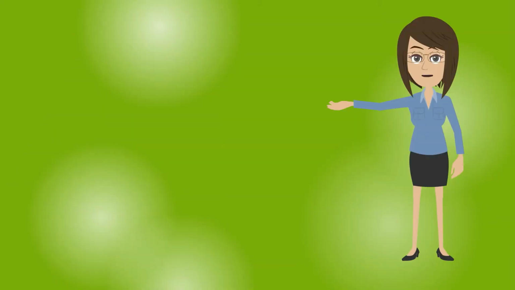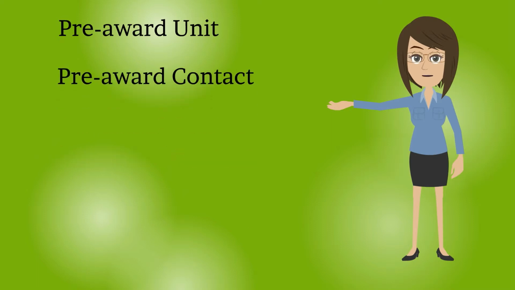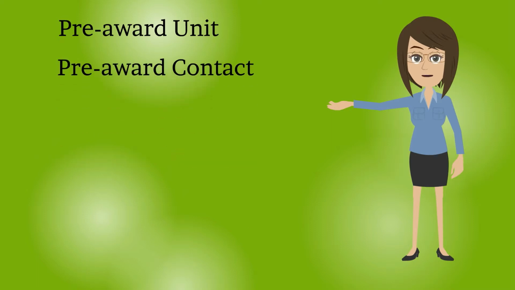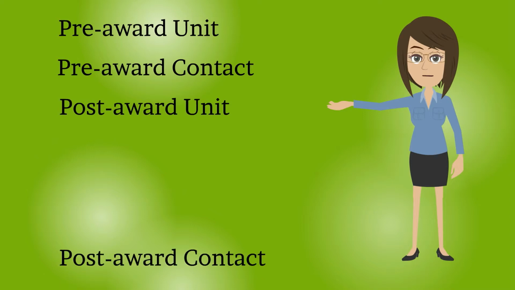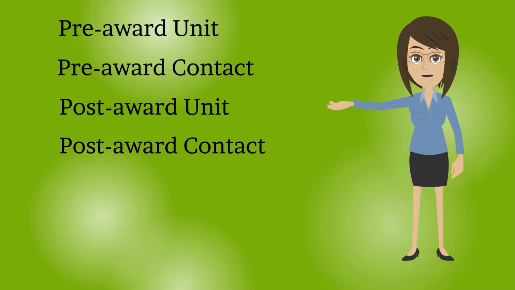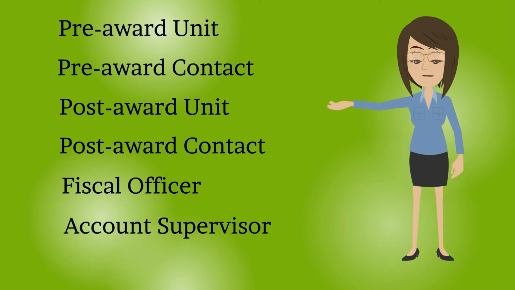Then you move down to the contact designations. The pre-award unit will be the unit assisting with the proposal submission. The pre-award contact is the person preparing the proposal submission. Post-award unit will be the unit responsible for post-award administration. The post-award contact is the person providing the post-award administration. The fiscal officer is the person responsible for the grant accounting transactions, and the account supervisor is generally the director or chairperson of the post-award unit.